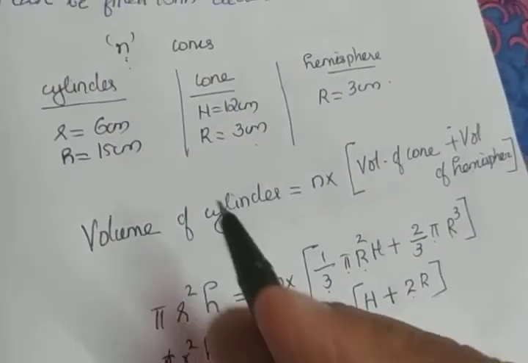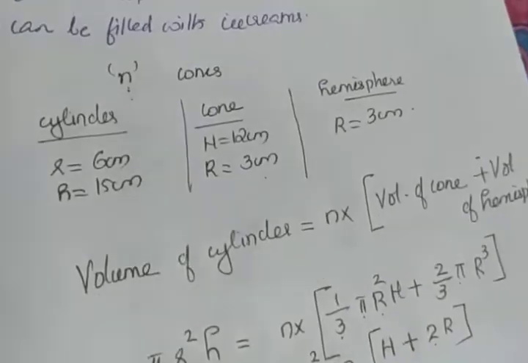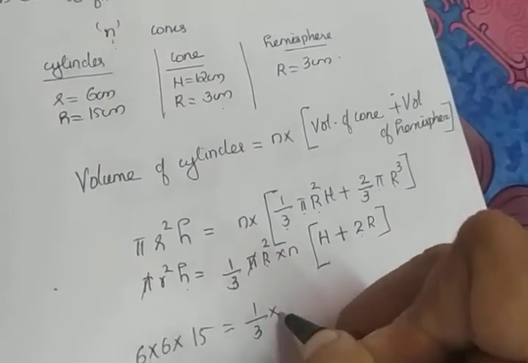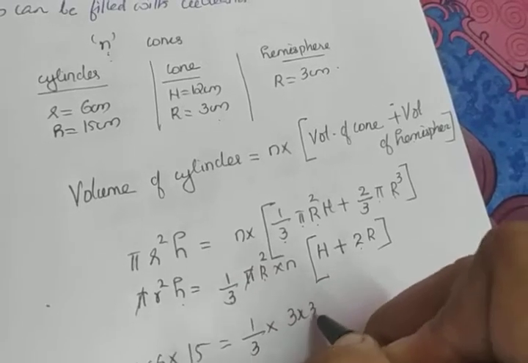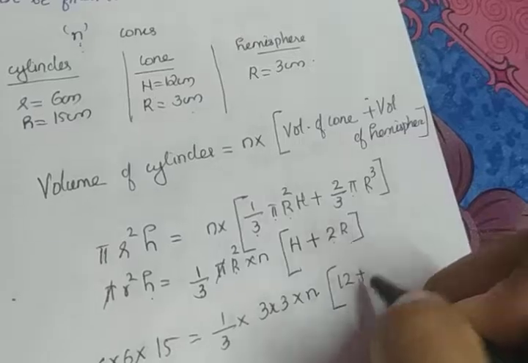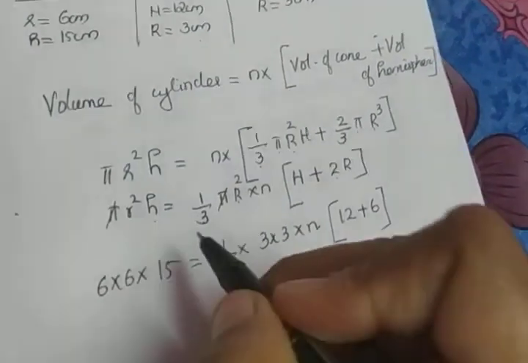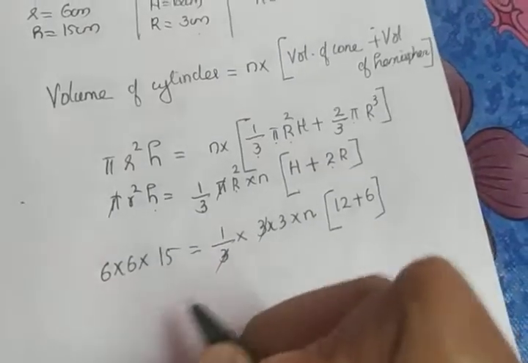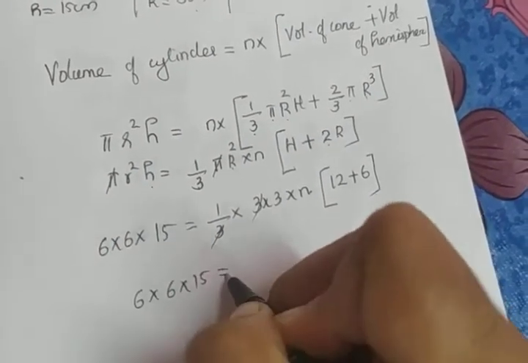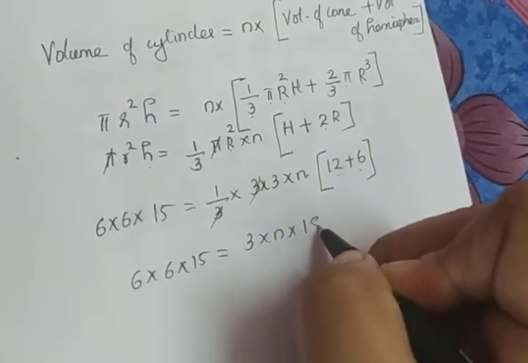Substitute the values: small r square is 6 square, 6 into 6 into, what is H? H is 15. Is equal to 1 by 3 into, what is capital R? Capital R is 3, into n. We have to find n. Again, capital H is 12, plus 2 into R, 2 into 3, which gives you 6. Here 3 and 3 can be cancelled. So what we are getting is 6 into 15 is equal to 3 into n into, what is 12 plus 6? 12 plus 6 is 18.